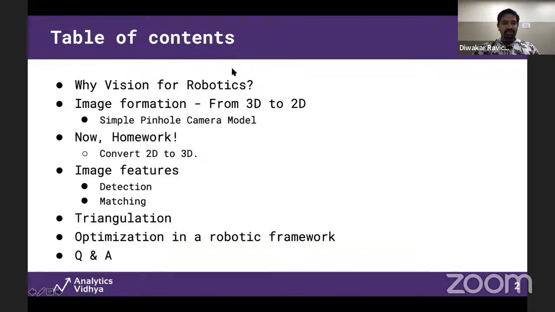I just wanted to make sure that I give you guys a flavor of what vision for robotics is. My goal, at least at the end of this session, is for people to also embrace why vision for robotics is growing now, why it is very important, and at the same time, what are all the things that you might want to have a look at if you want to make a career in this field.